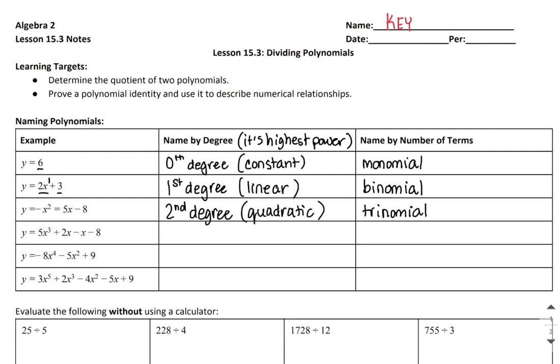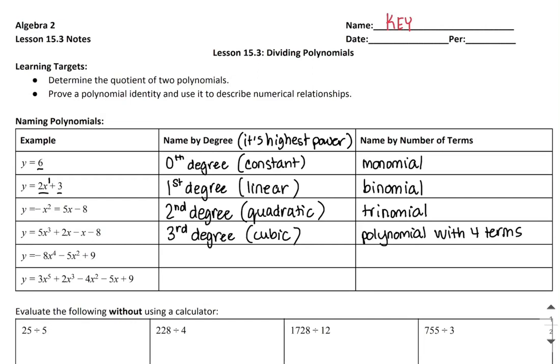If I look at the fourth function, I have 5x cubed plus 2x minus x minus 8. When I'm looking to name it by the degree, I'm only looking at the highest degree that I have. And the highest degree that I have is 3. So this is a third degree function. And we call that a cubic function. To name it by the number of terms that it has, 4 terms. If something has 4 or more terms, we just call it a polynomial. Poly means multiple. And we specify it's a polynomial with 4 terms. That's how we name it by the number of terms.